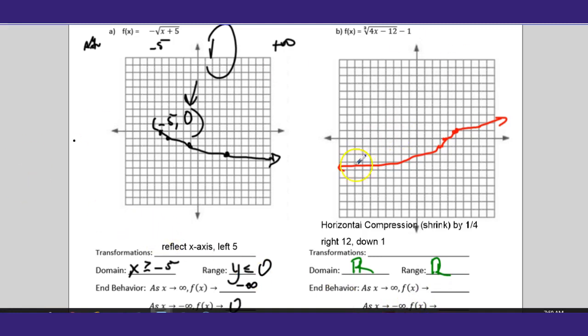In end behavior, as you can see, remember end behavior is your x value. So way out here on the left, you have negative infinity. And way out here to the right, you have positive infinity.